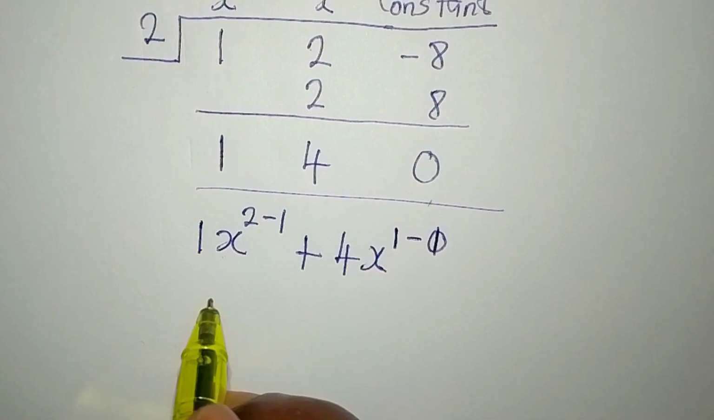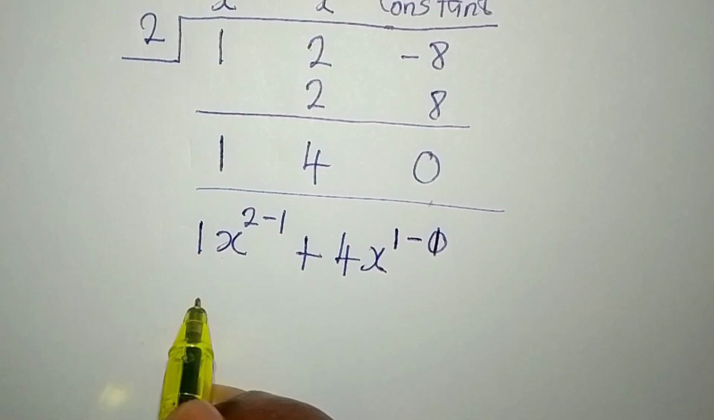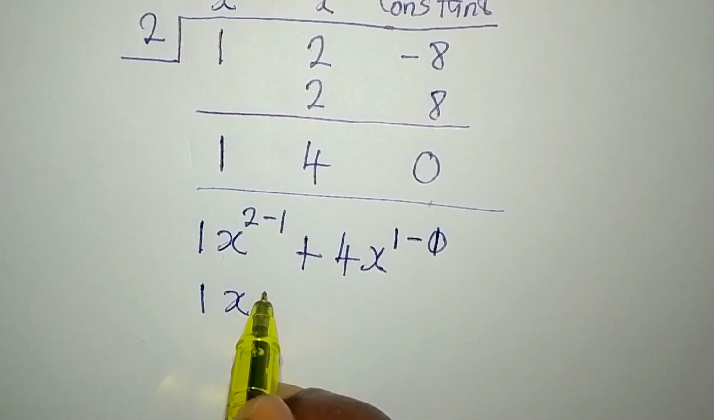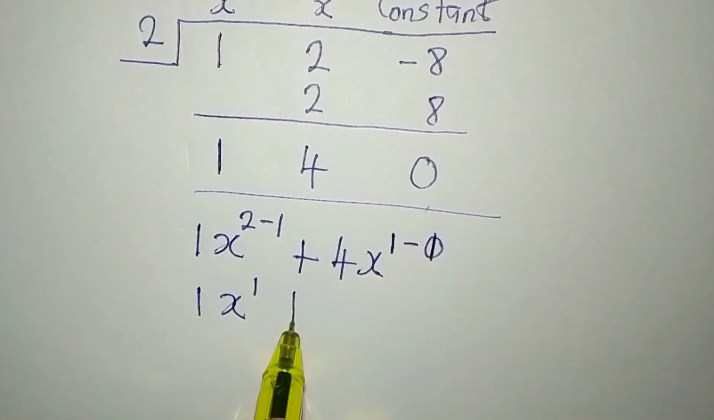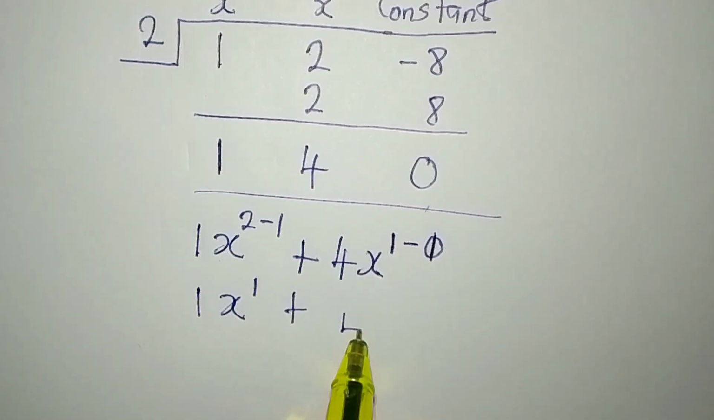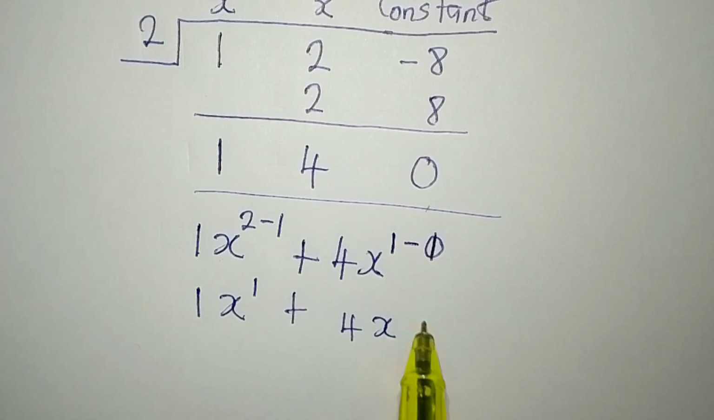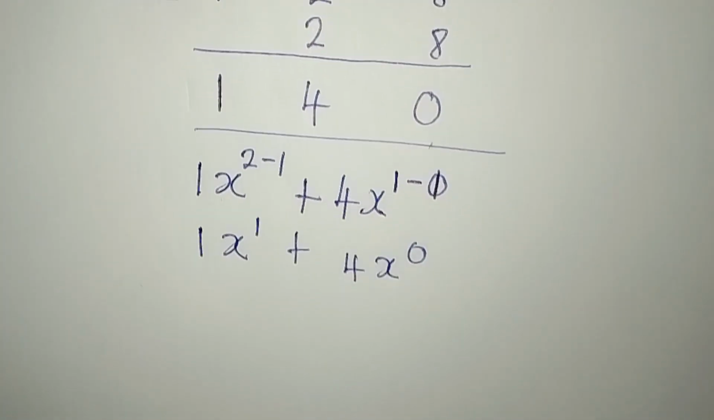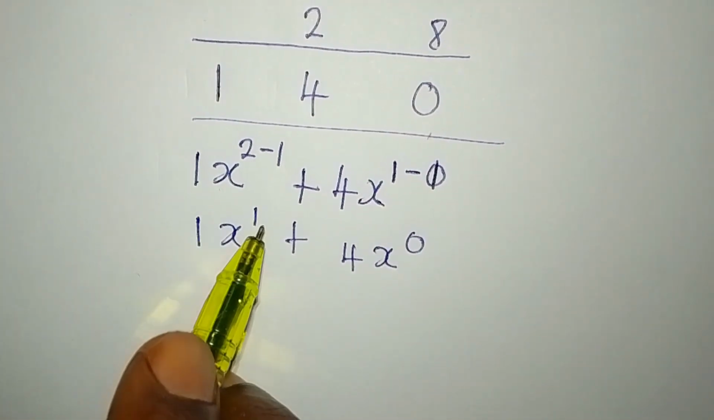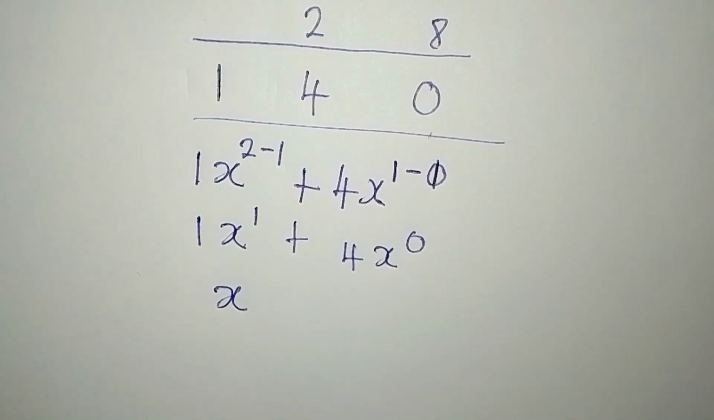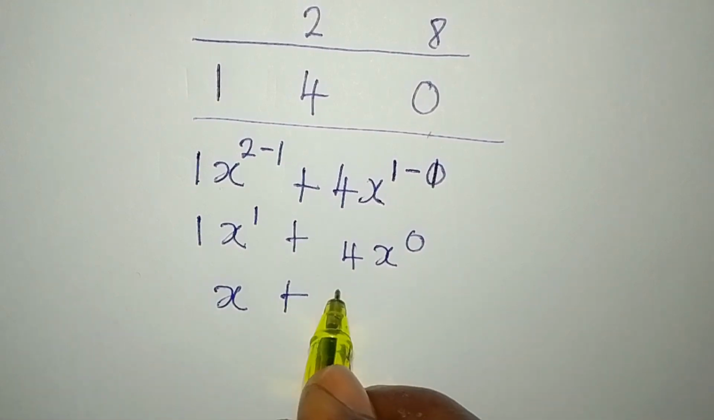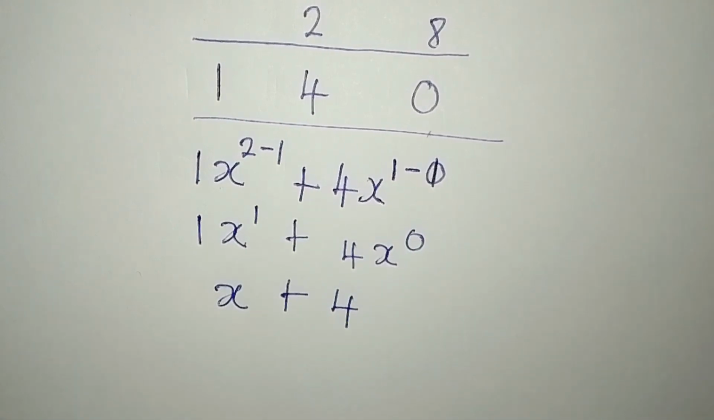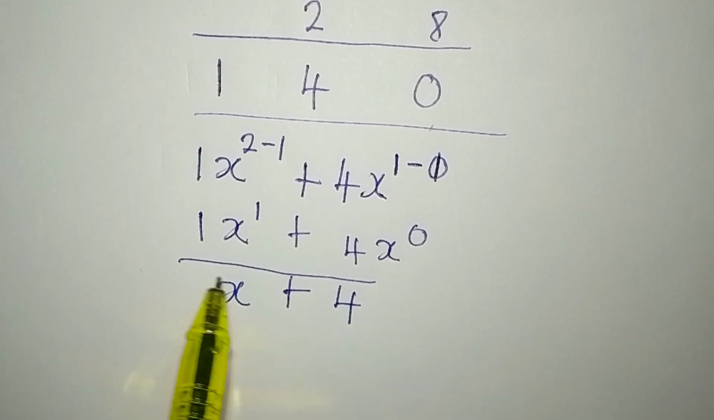So what are we having? 1x to the power of 1, because 2 minus 1 is 1. Then plus 4x to the power of 0. Now 1x to the power of 1 is the same thing as x, if you must know. Then x to the power of 0 is 1, and 1 times 4 is 4. So here we have our answer.